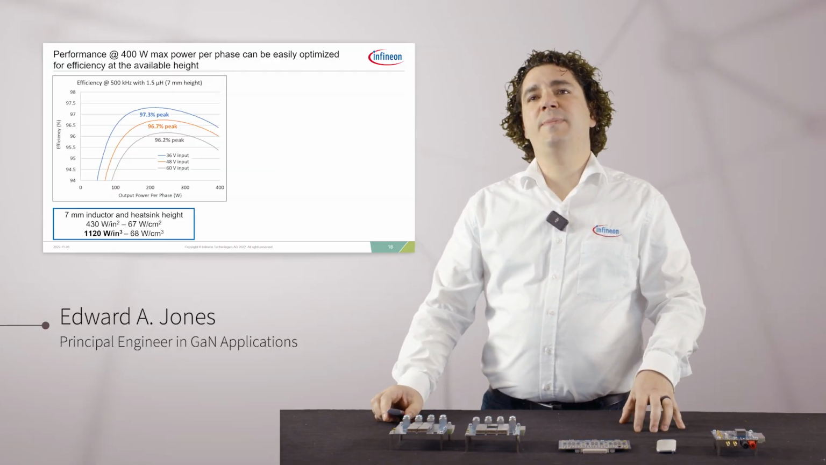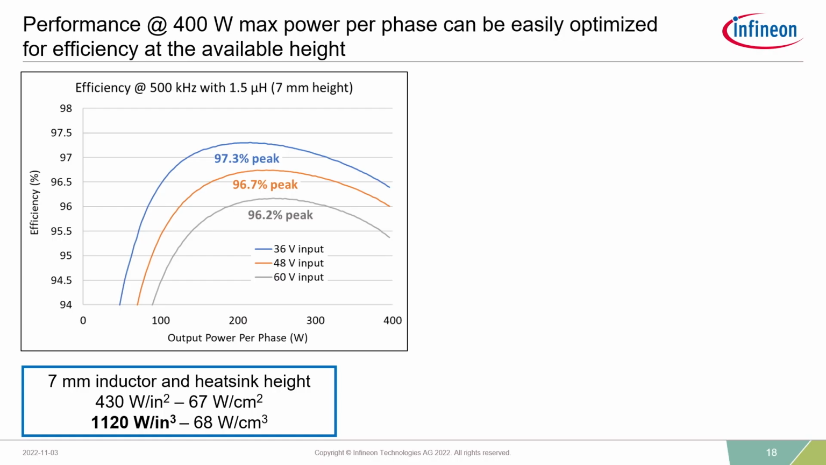Let's talk about efficiency and power density. In the board that I'm showing you here, I'm achieving a peak efficiency of about 97.3%, 96.7% peak with a 48 volt input, and the power density is 430 watts per square inch in terms of area, 1120 watts per cubic inch in terms of volume.